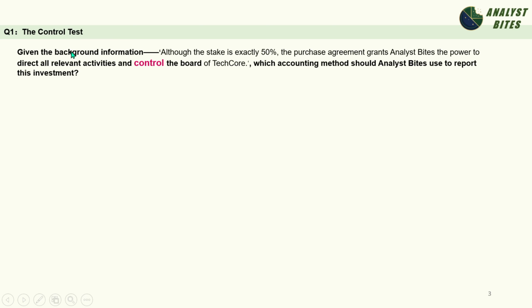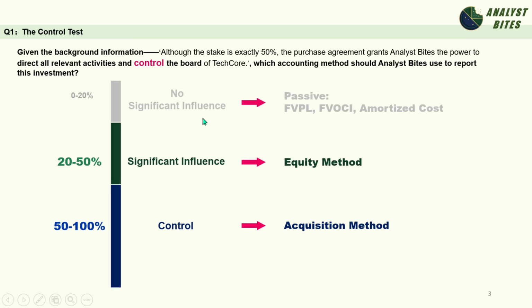Let's look at the first question. Based on the background information, which accounting method should the parent company use? There is a small detail. Ownership is exactly 50%. In the real world, 50% can be a gray area. But remember, ownership is just a guide. It's not the absolute rule for control. This case clearly states the parent has actual control over the board. Since control is established, we must use the acquisition method, not the equity method.